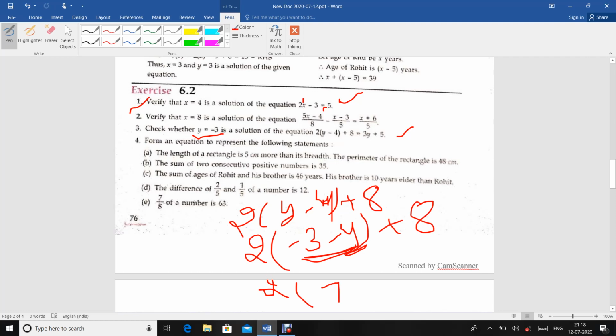4 is the greater number, so we will put the negative sign, because in this the negative sign is before the greater number. So here is minus 7 plus 8.